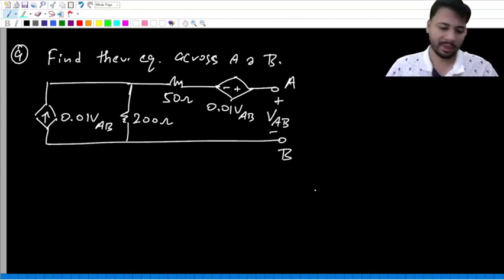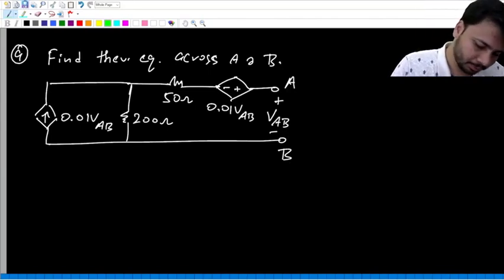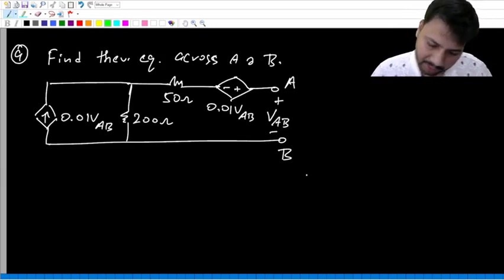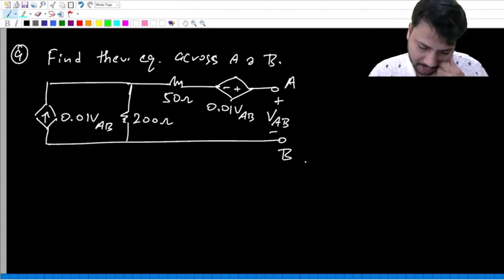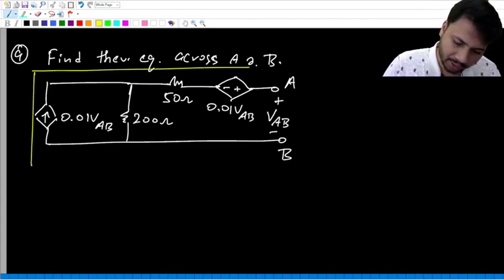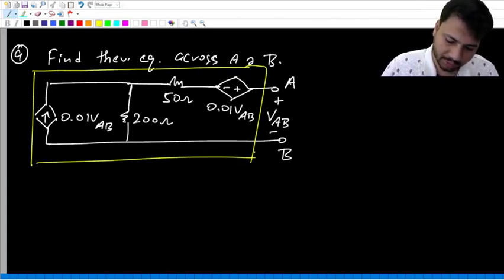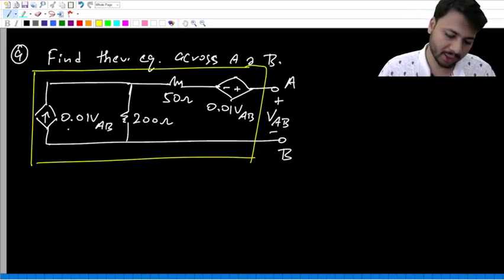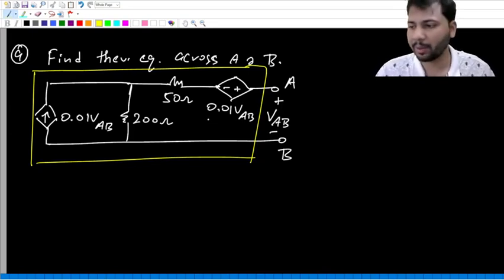Okay, look at the next circuit. So here also we need to find the Thevenin equivalent across A and B. So what is the actual network? This is the actual network. And within this network, there are 2 dependent sources but no independent sources.